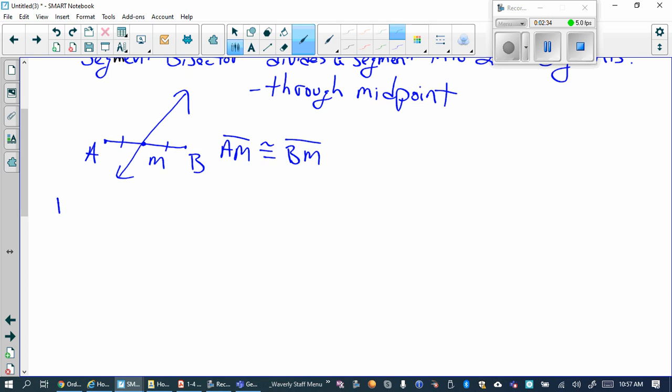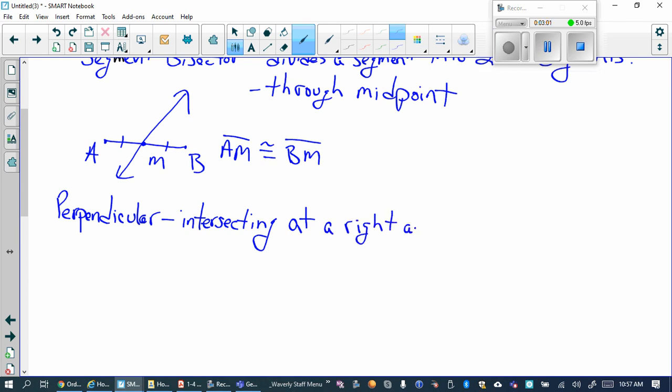Now, do we know what perpendicular means? Well, perpendicular means two lines that intersect at right angles. I've heard that before, right? Means intersecting. Well, what's a right angle? At a right angle, 90 degrees. Okay?